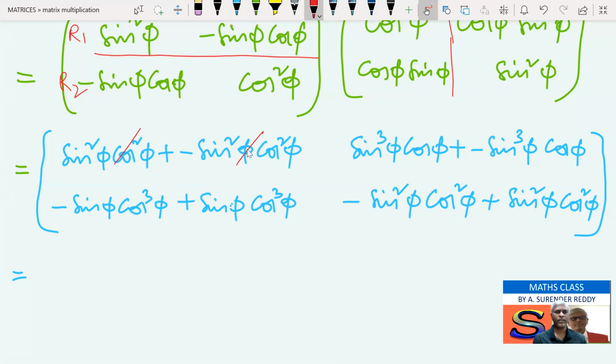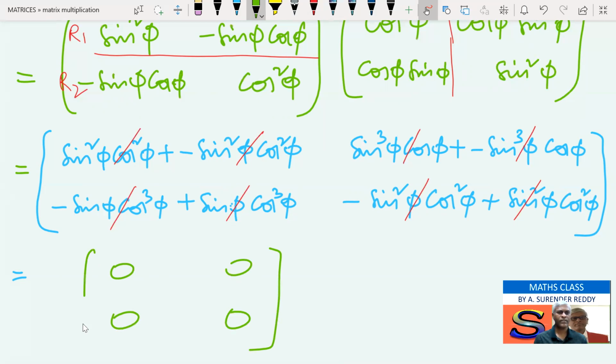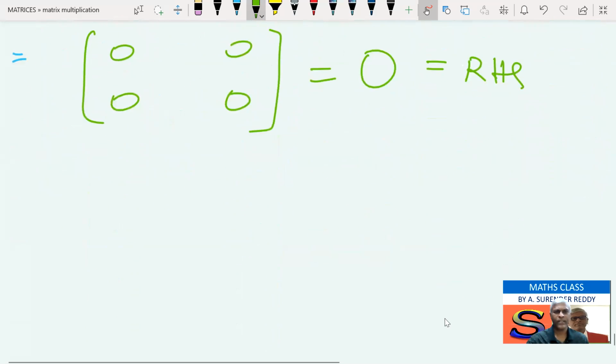As these two are equal and negation, they will get cancelled and become 0. Therefore, this is 0, 0, 0, 0. So that is equal to the null matrix, that is equal to the RHS. We have to show that this is equal to 0, hence proved.